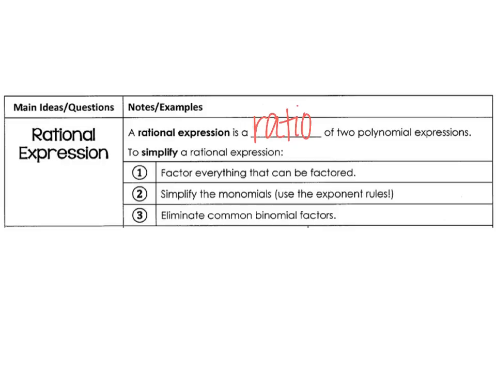To simplify a rational expression, the first thing you want to do is factor everything that can be factored. So always factor first. Then we want to simplify the monomials using exponent rules. Last but not least, eliminate common binomial factors. And then your rational expression is simplified. Let's walk through a few examples.